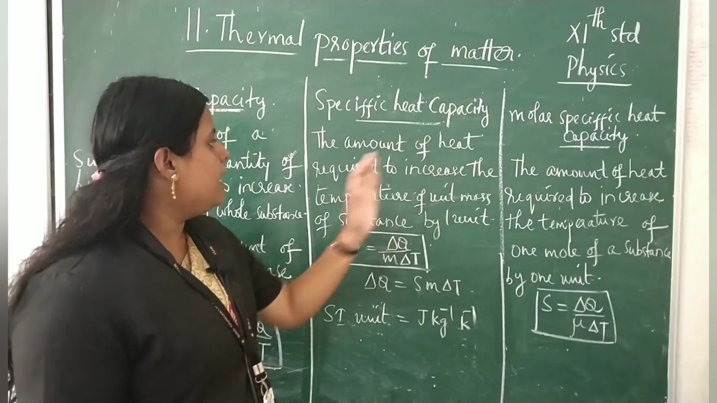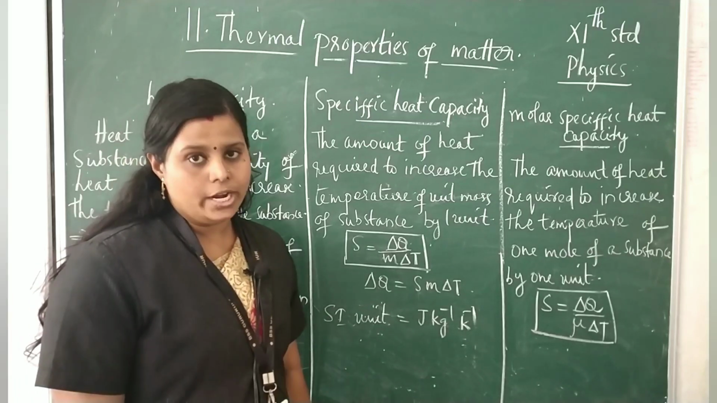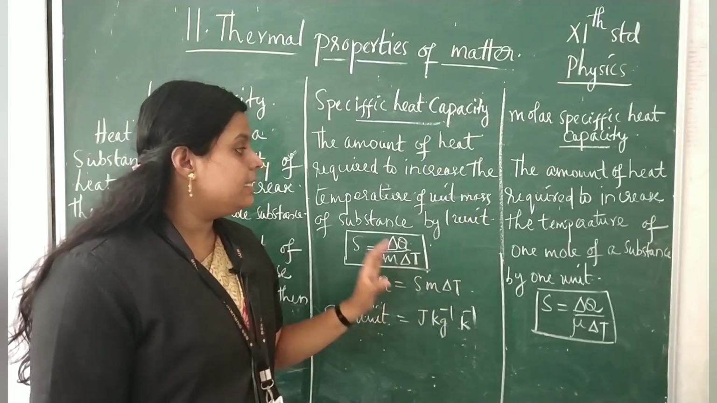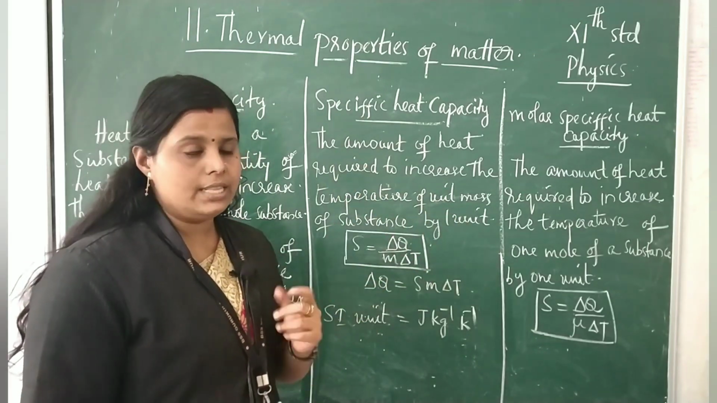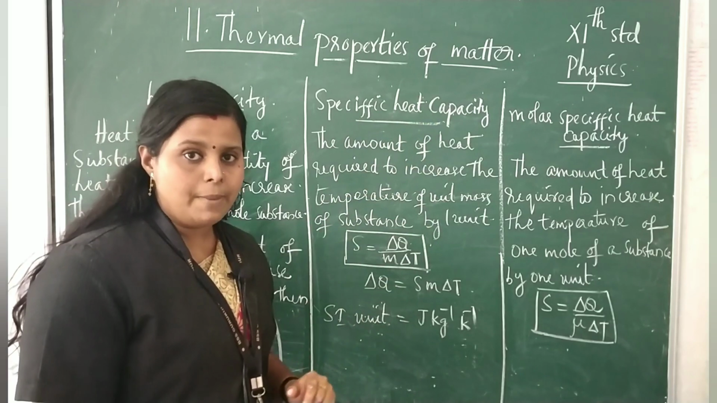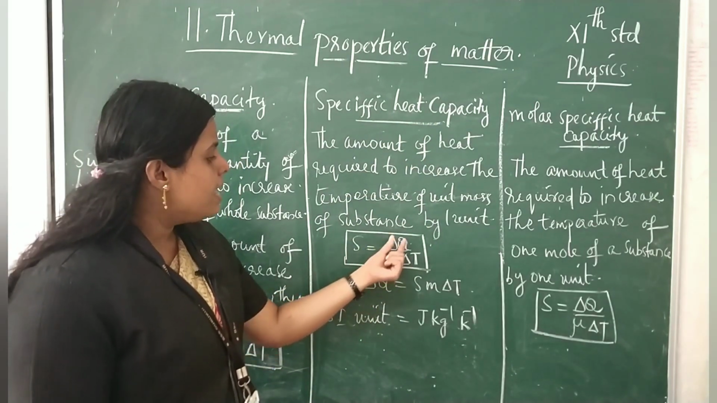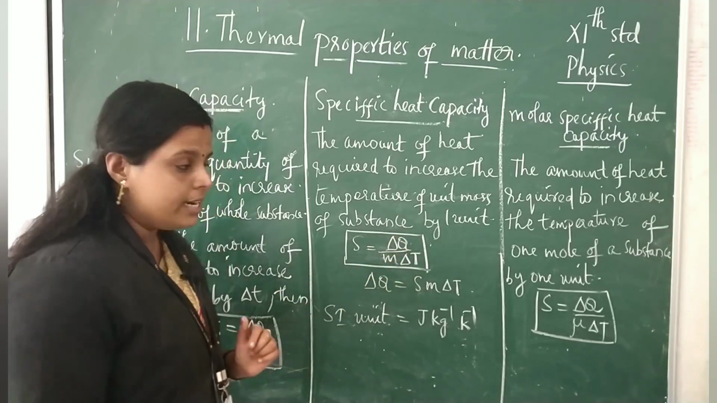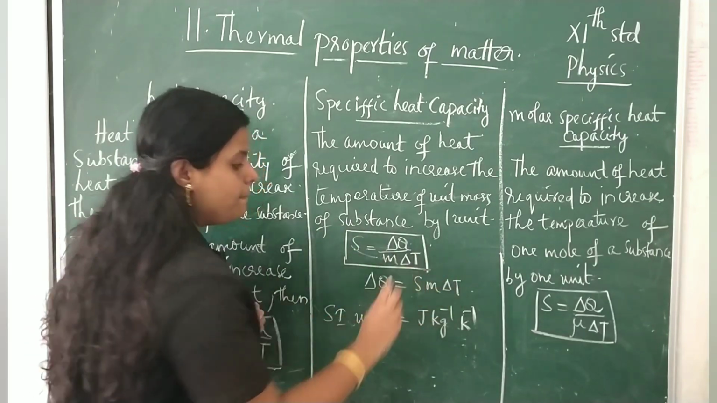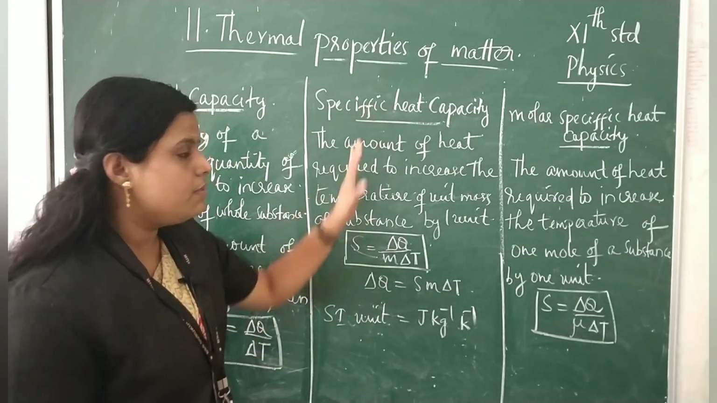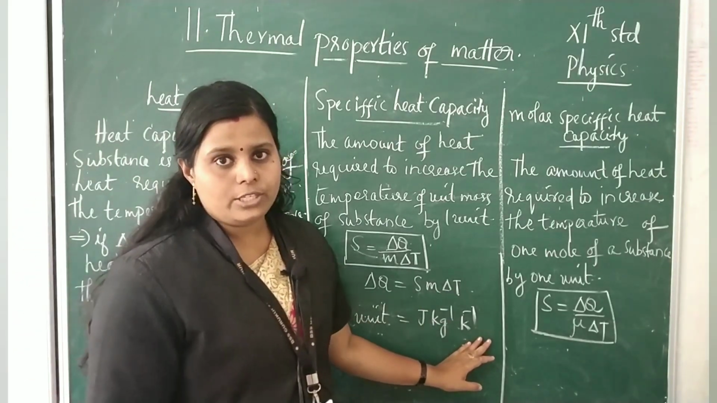Now the second one, specific heat capacity. The amount of heat required to increase the temperature of unit mass of substance by 1 unit is known as specific heat capacity. So in this case, specific heat capacity S can be written as delta Q by M into delta T. Or from this expression we can write delta Q is equal to S into M into delta T. And the SI unit of specific heat capacity is joule kilogram raised to -1 Kelvin raised to -1.